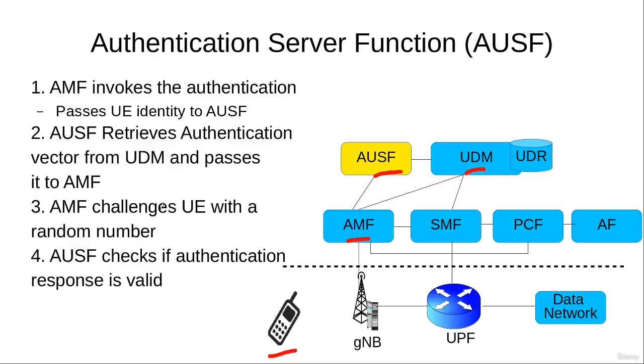Now within that authentication vector there is a random number. And AMF challenges the user equipment with that random number by sending it to the user equipment. After receiving that random number, user equipment generates an authentication response which goes to the AMF and which is then passed on to the AUSF. And AUSF now checks whether it is a valid authentication response or not. Based upon that, AUSF decides whether this user equipment is authenticated or not.